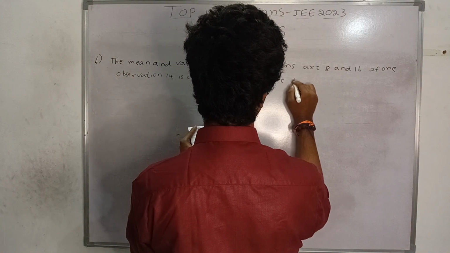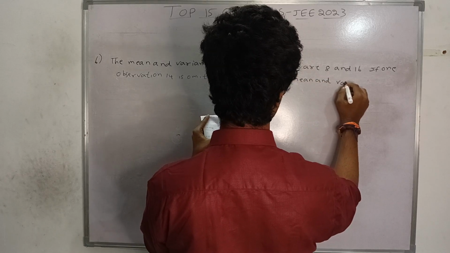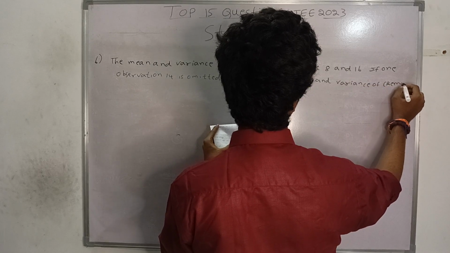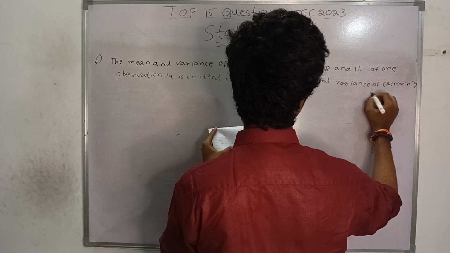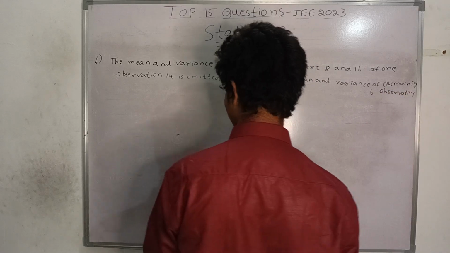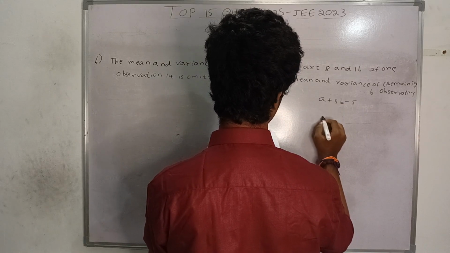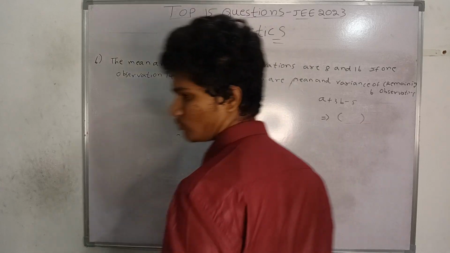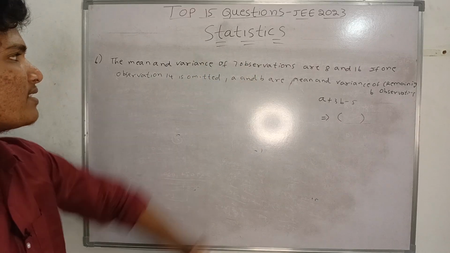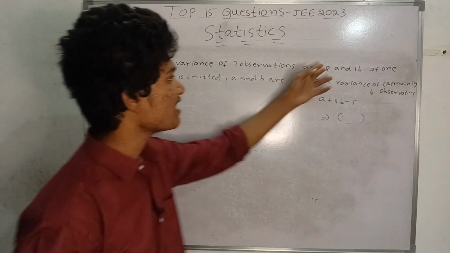the mean and variance of the remaining 6 observations. Then they are asking A plus 3B minus 5. What is the value? So here they are simply saying the mean and variance of 7 observations are 8 and 16. So there are 7 observations. The mean and variance of those 7 observations are given as 8 and 16.